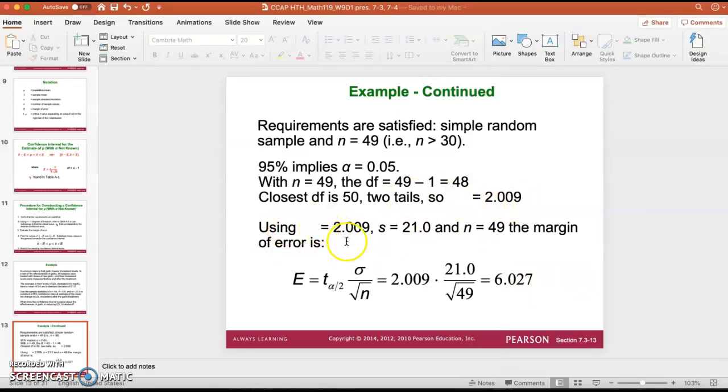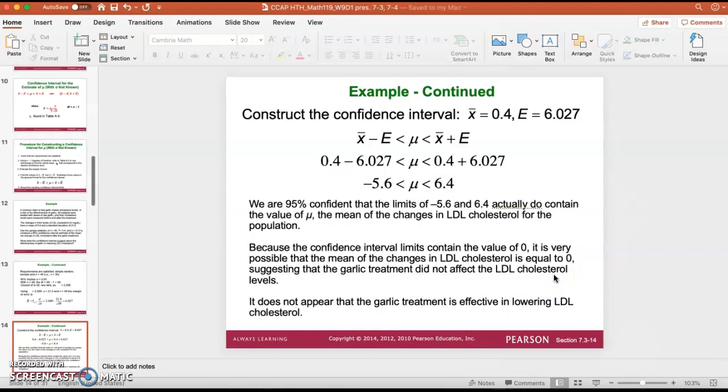So now using 2.009 for the critical value, then standard deviation as 21. We just know the sample size there. Then we plug all that in to figure out what our margin of error is. So that critical value, 2.009, standard deviation, 21, should be an s there just for sample standard deviation. Then our sample size, 49. And once we plug all that in, we get 6.027 for that margin of error.